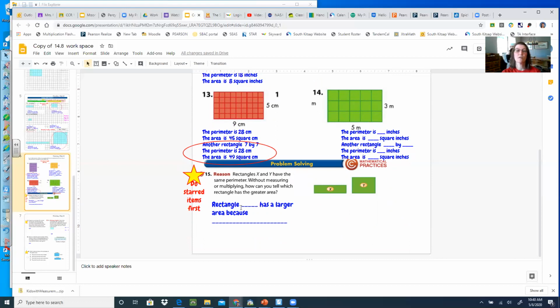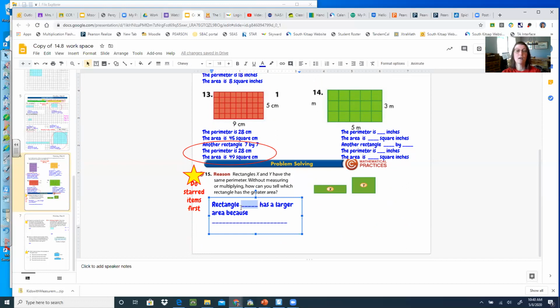So we're going to say rectangle Y has a larger area because the closer a rectangle is to a square, the larger its area. There we go. So pause the video, type that down.